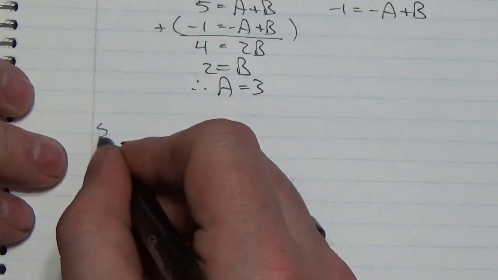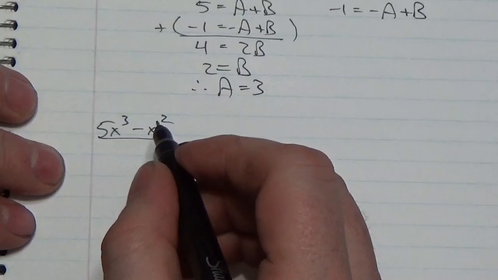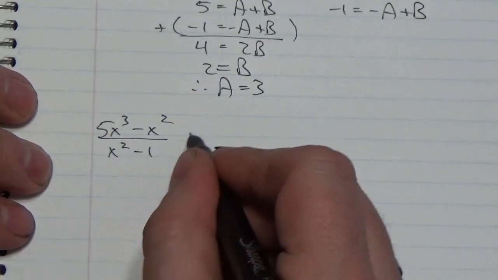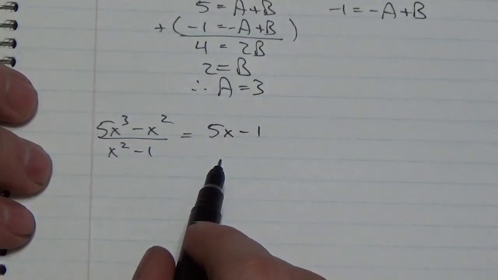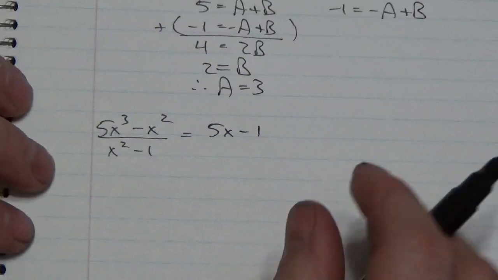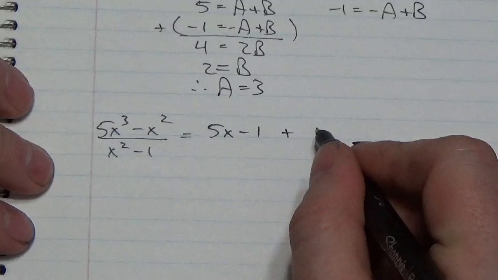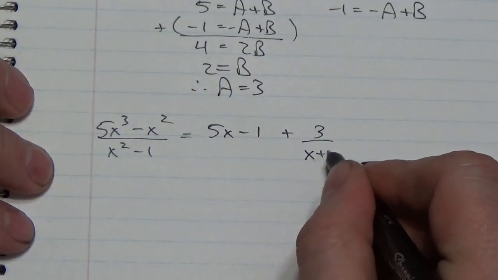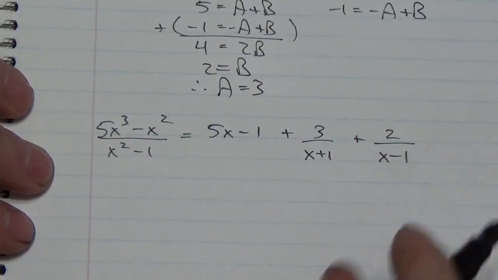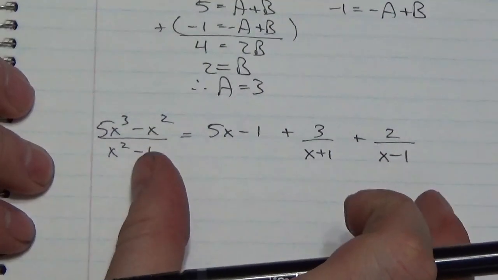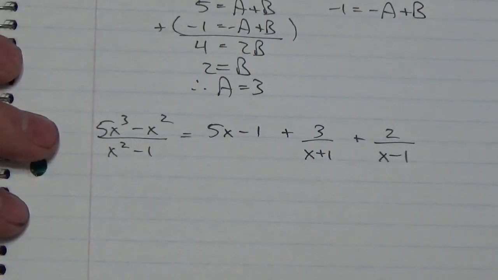I know that (5x³ - x²)/(x² - 1), going right back to the original, is going to equal, first of all, I had that 5x - 1. That's the quotient from the division that I did. Now, the remainder I can break up into my two partial fractions here, and that was going to be A, which is 3, over (x + 1), plus B, which is 2, over (x - 1). Now I've broken that up into pieces that I can integrate far more easily than what I had worked with before.